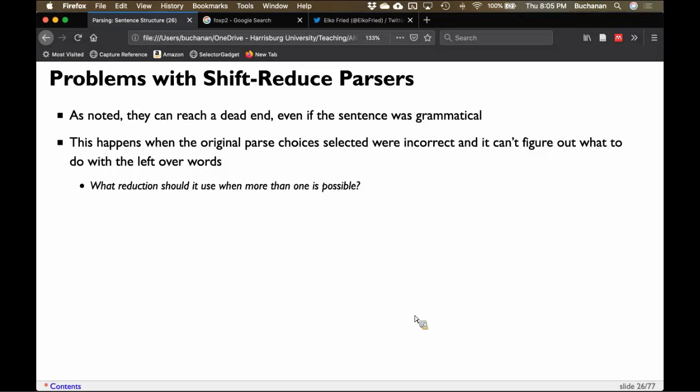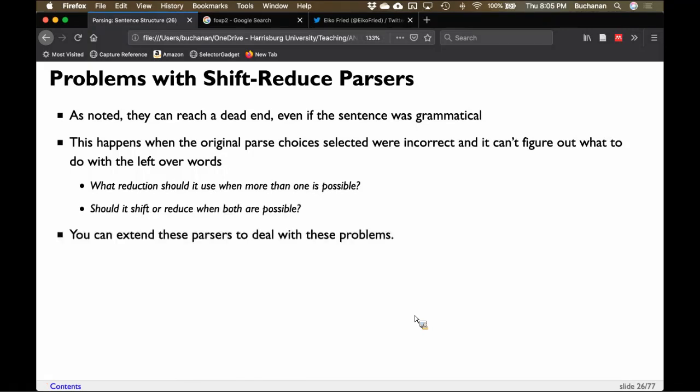And what reduction should it use when there's more than one possible? Language, everyone's language, not just English, is so creative that it can be hard to capture all the different permutations that are possible. And even if you could, and we've seen them all, so to speak, there are usually several rules at once that you could use. And a shift-reduce parser works best when there's one rule instead of several.